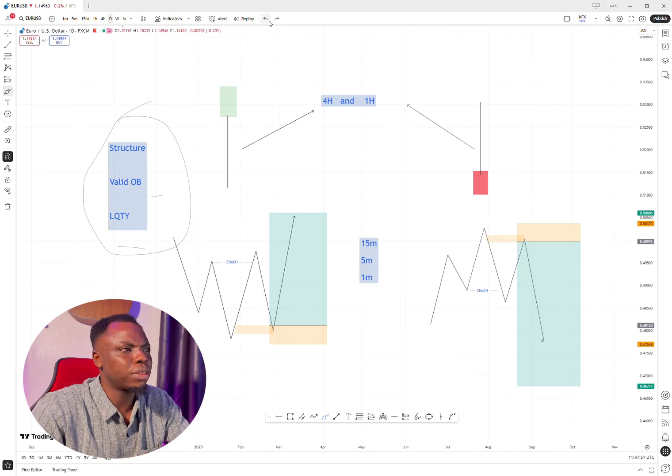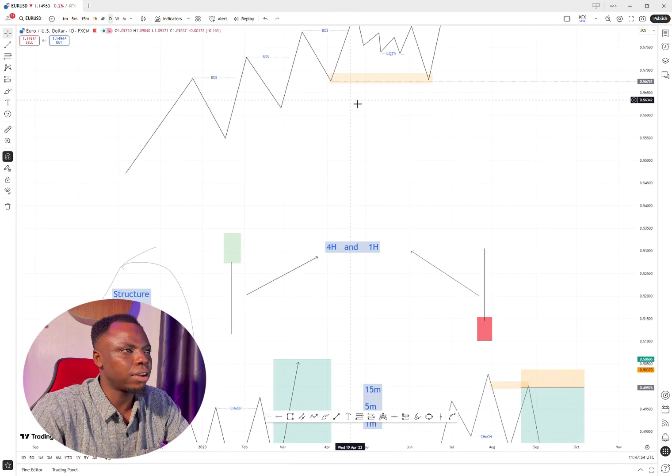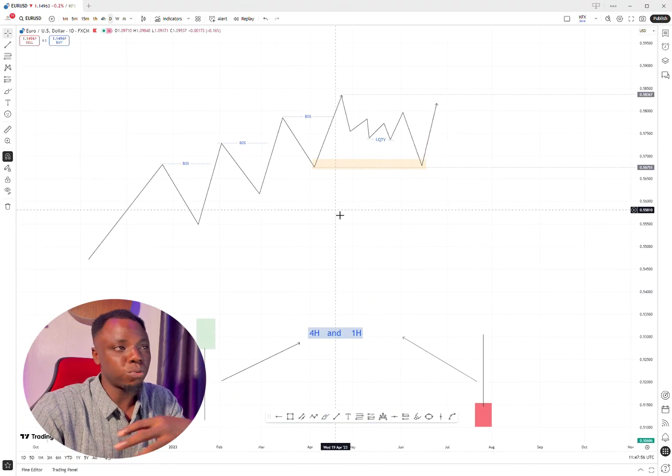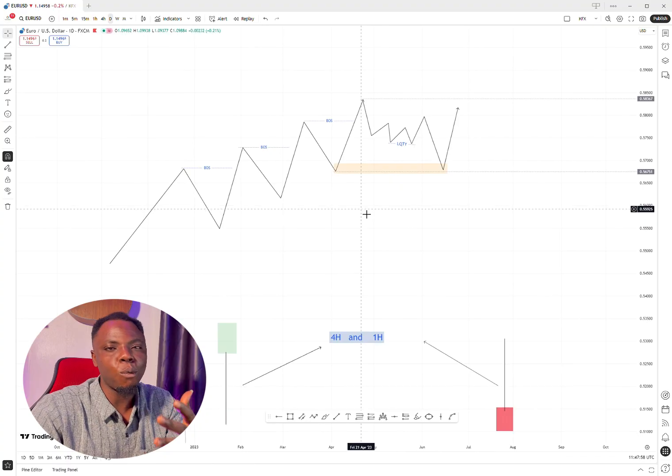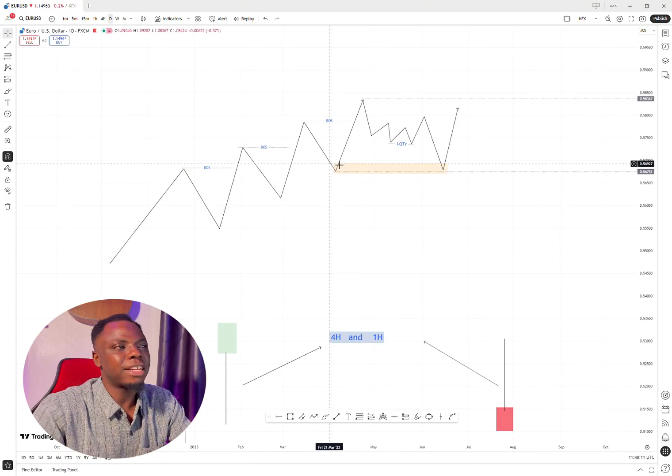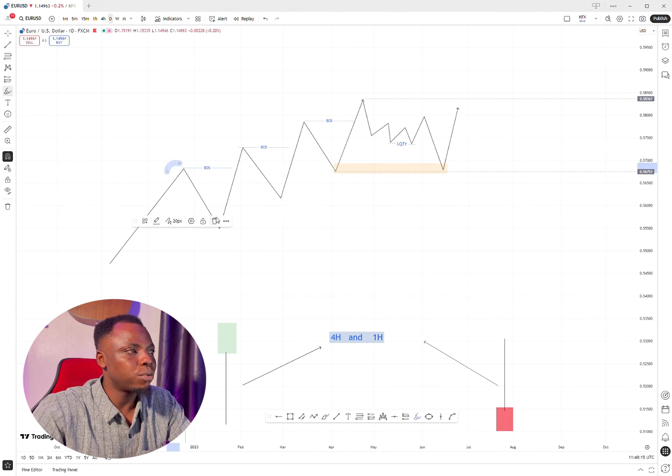Now, let me show you something on this particular chart here. Okay, now this is just a drawing. As we all know, a drawing is different from what the chart gives to us. So this market is in an uptrend, because looking at the market, I'm having higher highs, higher lows, higher highs, higher lows, higher highs, higher lows, higher highs, higher lows.